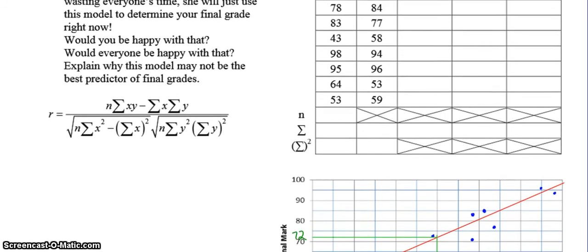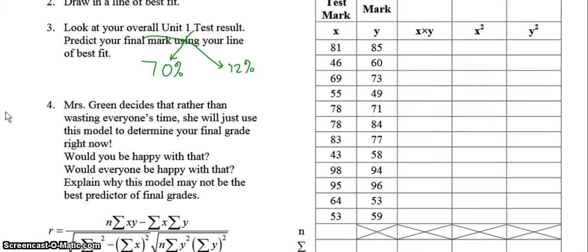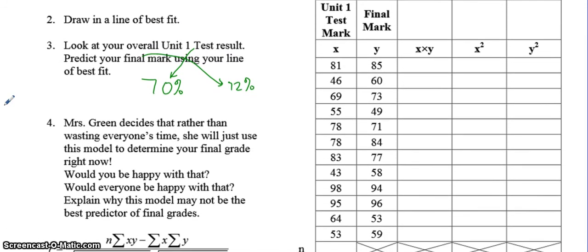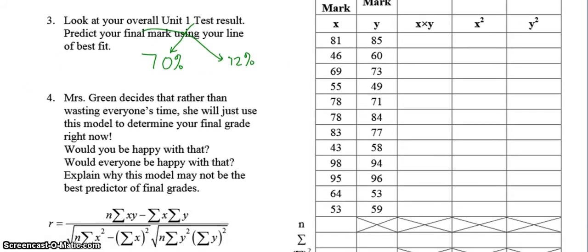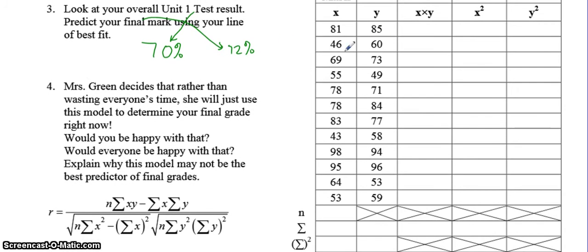So now to calculate the correlation coefficient. So I will provide you with a list of steps after I have discussed them. But for now, the first step in calculating the R value is to count how many pairs of data you have. We have 12 pieces of data.